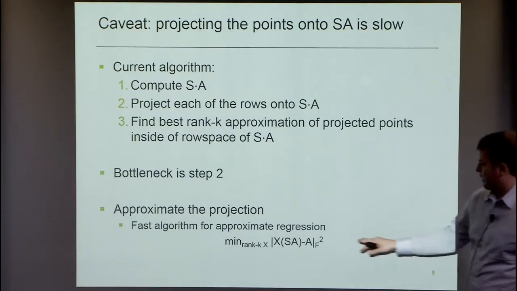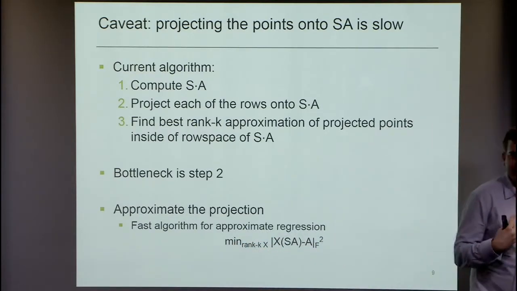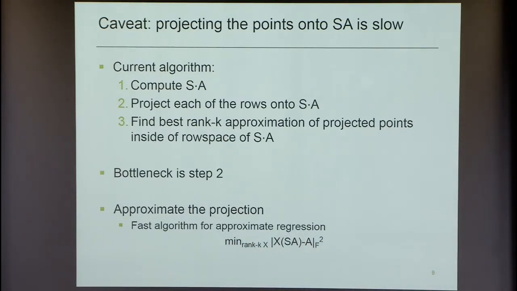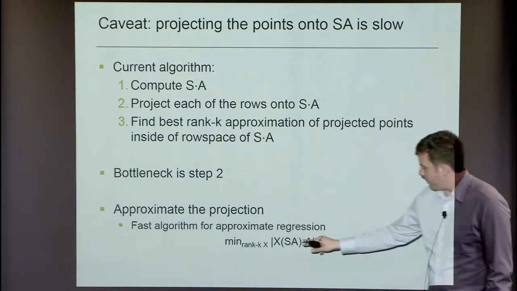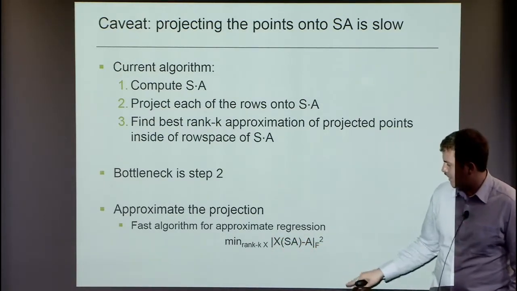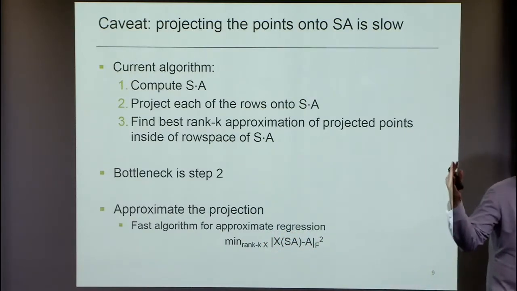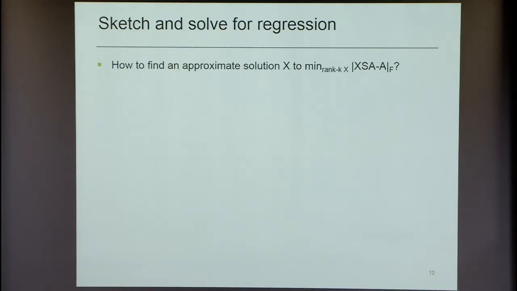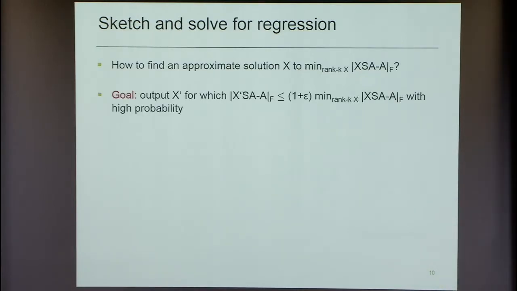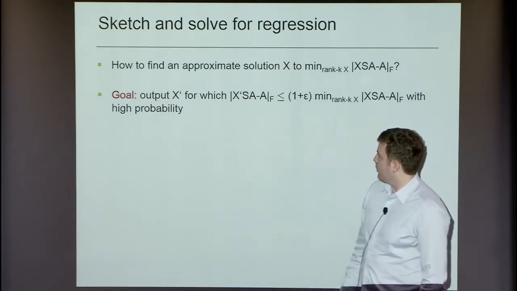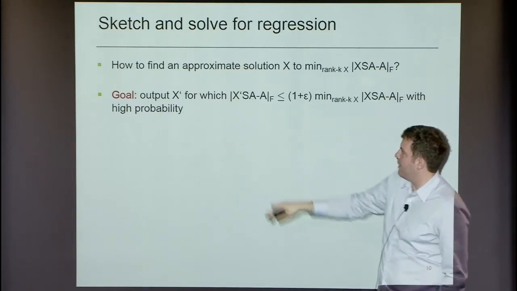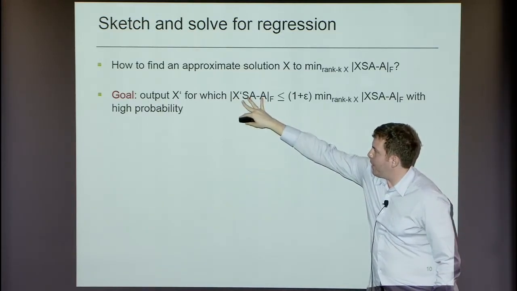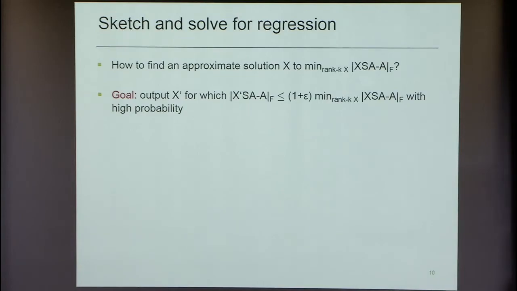But why should I solve this exactly? This is an instance of regression. I can solve it using approximate regression. I already know that if I solve for the optimal X, I'll get a 1 plus epsilon approximation. And if I instead get an approximation to this, I'll get a 1 plus epsilon squared approximation. So that's the idea. To find this approximate solution, it's a reduction of a regression problem to a smaller instance of regression. So we output this X prime, which is rank k, such that the cost of X prime SA minus A is at most 1 plus epsilon times the optimal cost.